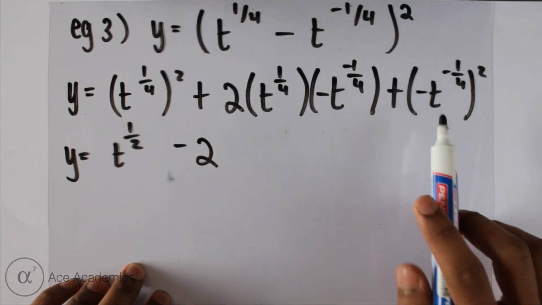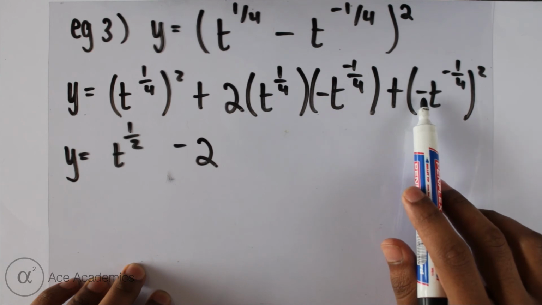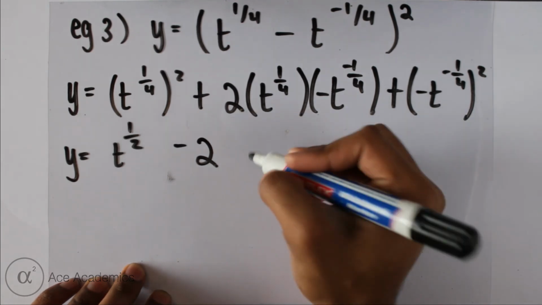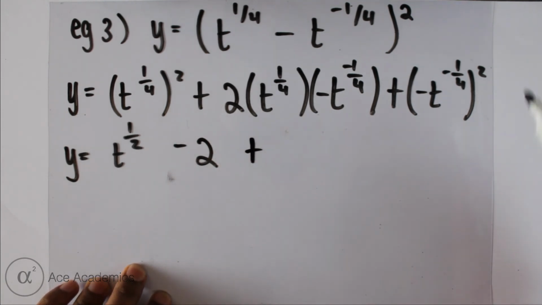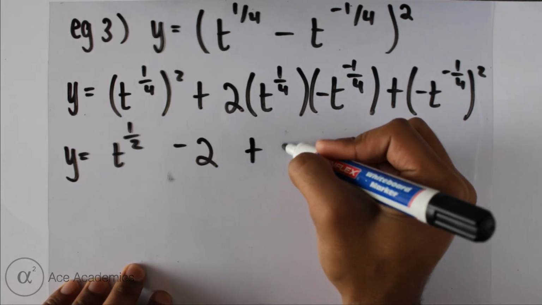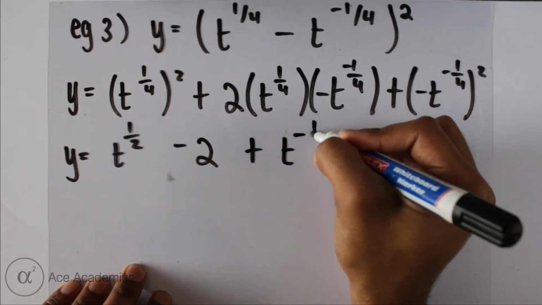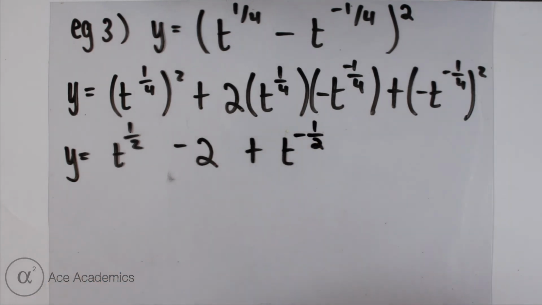For the last term, negative t to the power of negative a quarter times itself is positive. And when we're raising one power to a further power, we can simply multiply the exponents. So this becomes t to the power of negative a half. Now we're ready to differentiate.